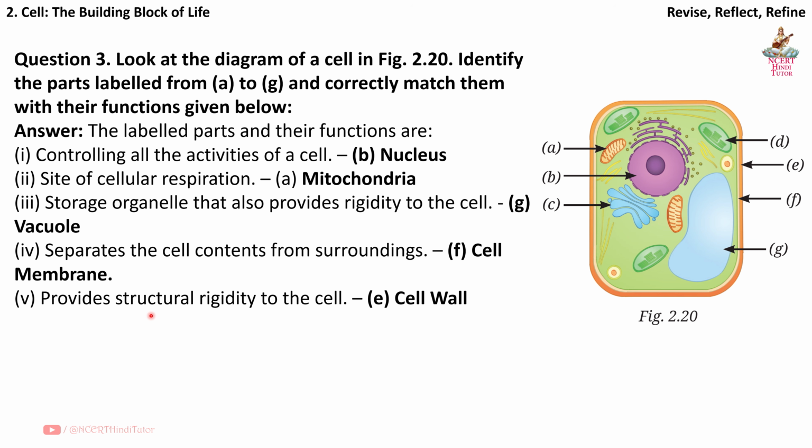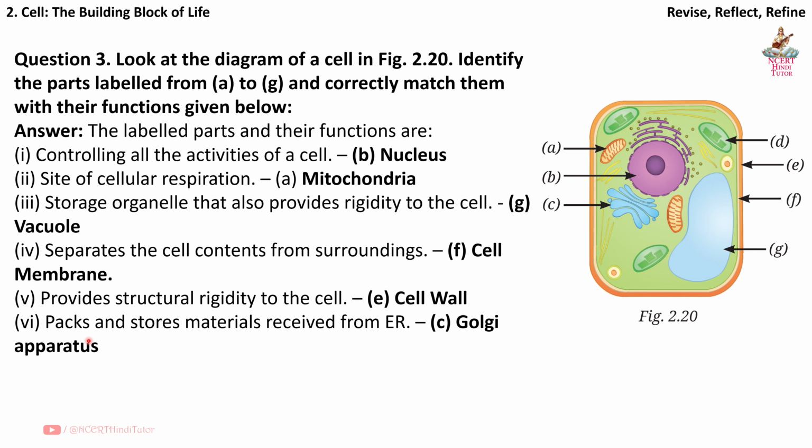Fifth, provides structural rigidity to the cell: E. Cell wall. This one. Sixth, packs and stores materials received from ER: C. Golgi apparatus. This one. Seventh, helps in manufacturing food: D. Chloroplast. This one. This is the chloroplast.